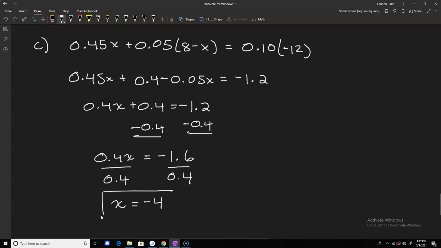And that's it. So usually the decimal ones aren't so difficult. You just add those together using a calculator. The ones with fractions tend to be a little bit trickier. But anyway, that's it for linear equations. So hopefully this was a good review.